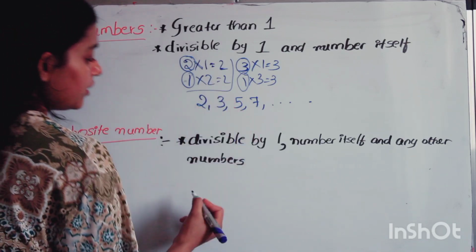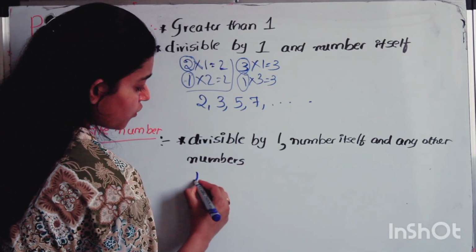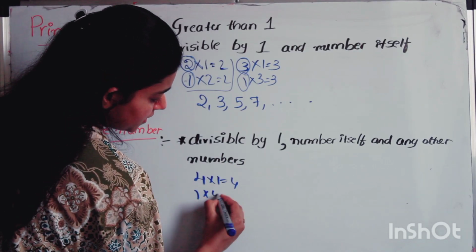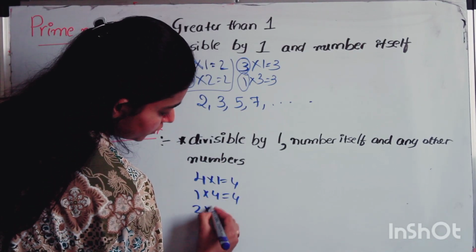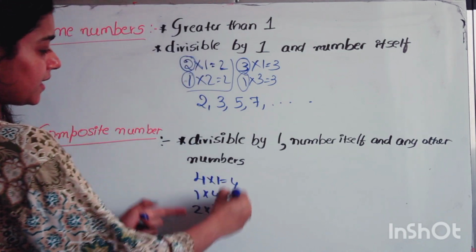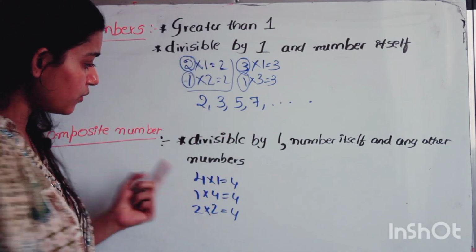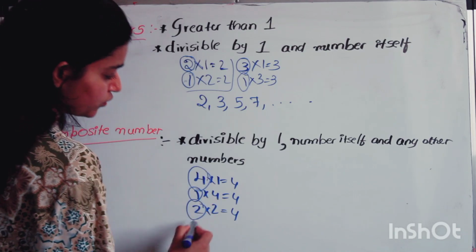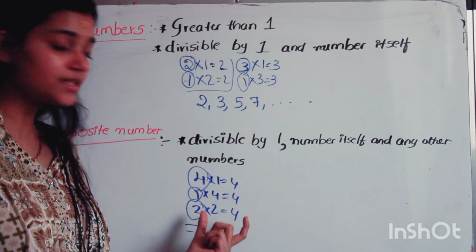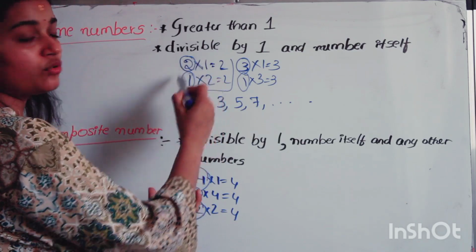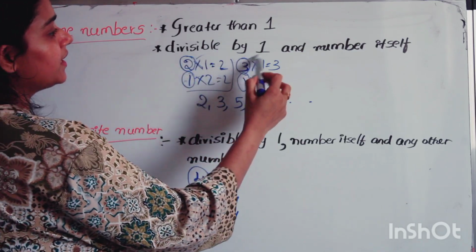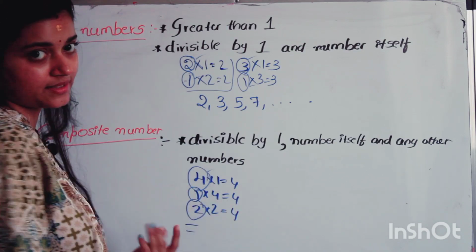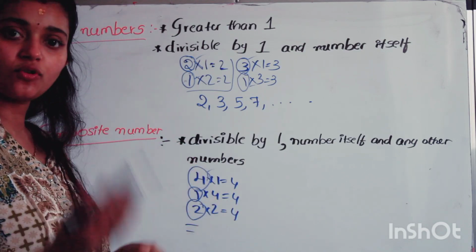You can take 4. 4 ones are 4, 1 four is 4, 2 twos are 4. So it has 3 factors: it is divisible by 4, 1 and 2. For a prime number you can see only 2 factors, like 3 and 1. Here you can see more than 2 factors, like 3 or 4.